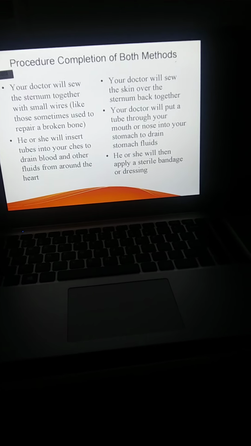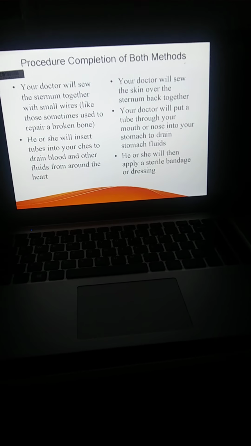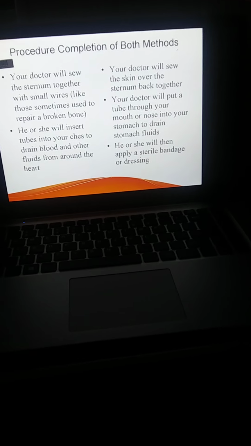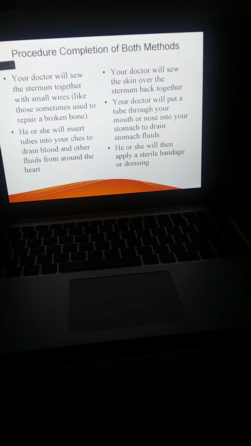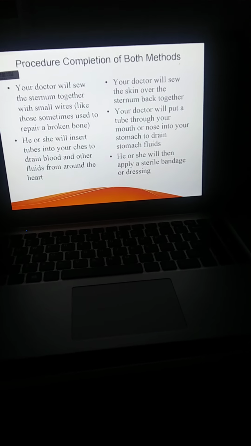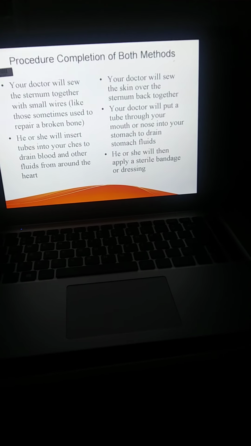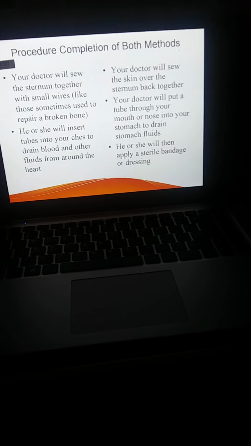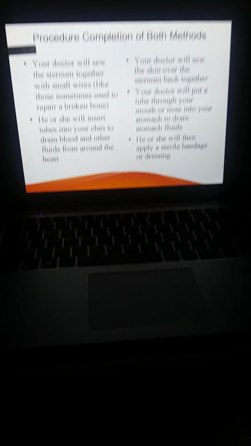Procedure completion for both methods: your doctor will sew the sternum together with small wires like those sometimes used to repair a broken bone. He or she will insert tubes into your chest to drain blood and other fluids from around the heart. Your doctor will sew the skin over the sternum back together. Your doctor will put a tube through your mouth or nose into the stomach to drain stomach fluids. He or she will then apply a sterile bandage or dressing.